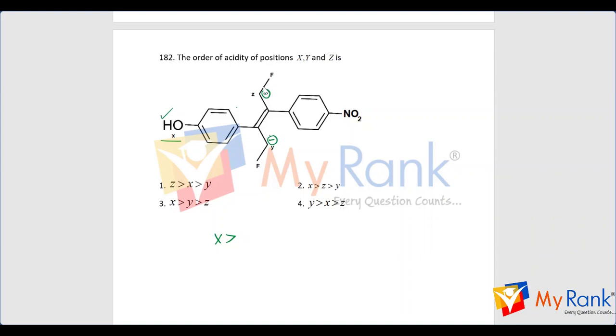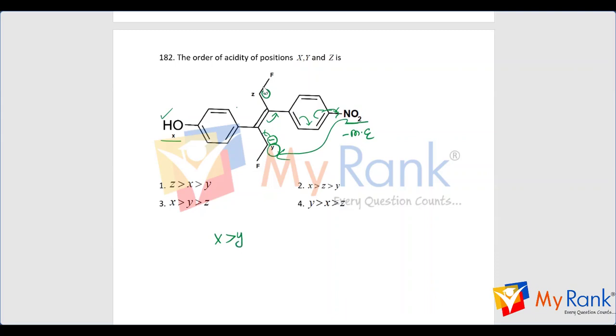Now this bond will migrate here. This bond will migrate here. This bond will migrate here. This bond will migrate to this. Therefore, the NO2 effect will be there on Y. The effect of NO2 is present on Y. This is an electron withdrawing group with a minus mesomeric effect. The minus mesomeric effect is linked to Y. Therefore, Y is more acidic.